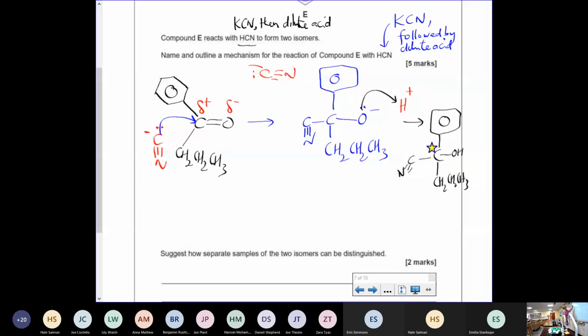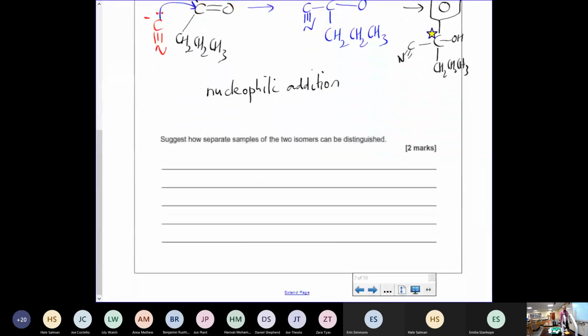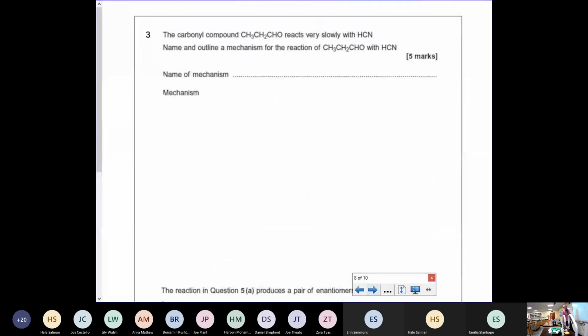We need to say the name of that reaction as well. This reaction is nucleophilic addition. Effectively, we've added HCN across that carbonyl bond. We've added an H at the oxygen end, and the CN at the other end. But we actually do it using KCN followed by dilute acid. We don't need to do the next question because we've already done one like that. We've already suggested how separate examples of the 2 isomers can be distinguished. That's the one where they rotate plane polarized light in opposite directions equally.